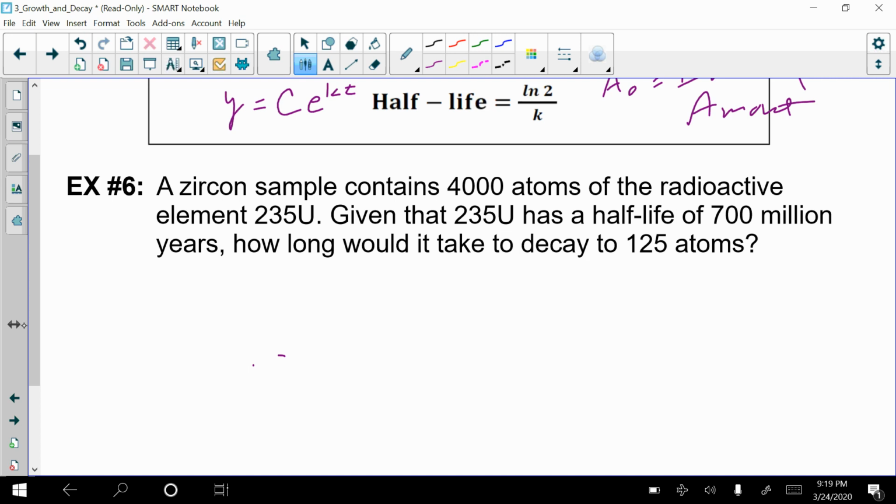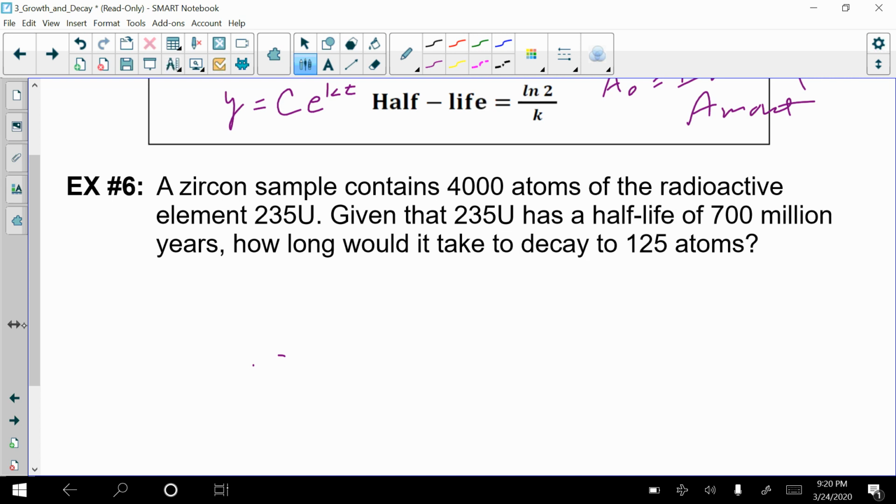A zircon sample contains 4,000 atoms of the radioactive element 235U, and I don't know what that is exactly. I'm not a chemistry teacher. Maybe that's uranium 235. I hope not, if it's in zircon, because we wear that on our fingers and ears a lot. Given that 235U has a half-life of 700 million years, that's a very long time, how long would it take to decay to 125 atoms?